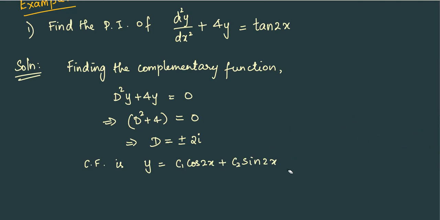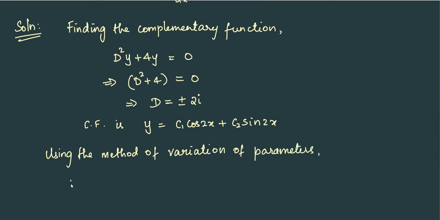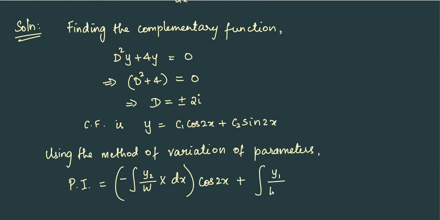Now using the method of variation of parameters, the particular integral is minus integral of y2 upon Wronskian times X dx, where X is tan 2x, times y1 which is cos 2x, plus integral of y1 upon Wronskian times X dx, times y2 which is sin 2x.